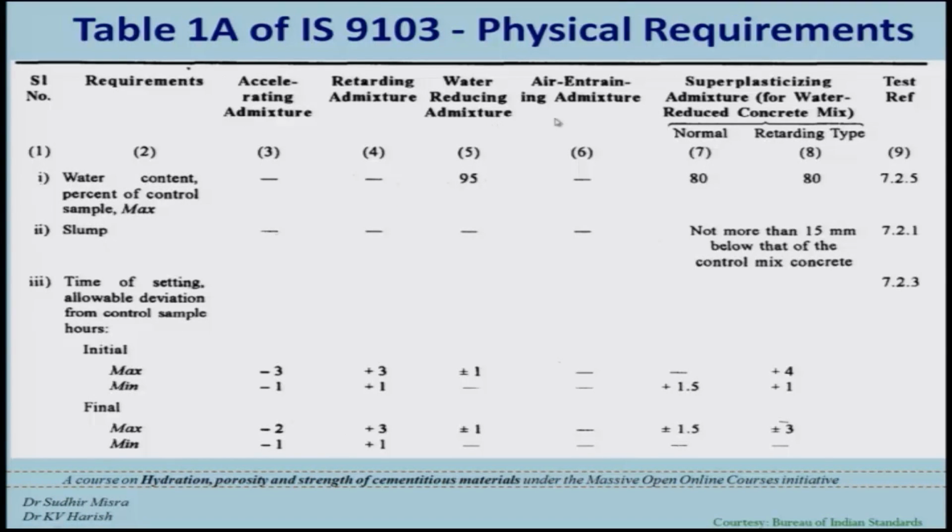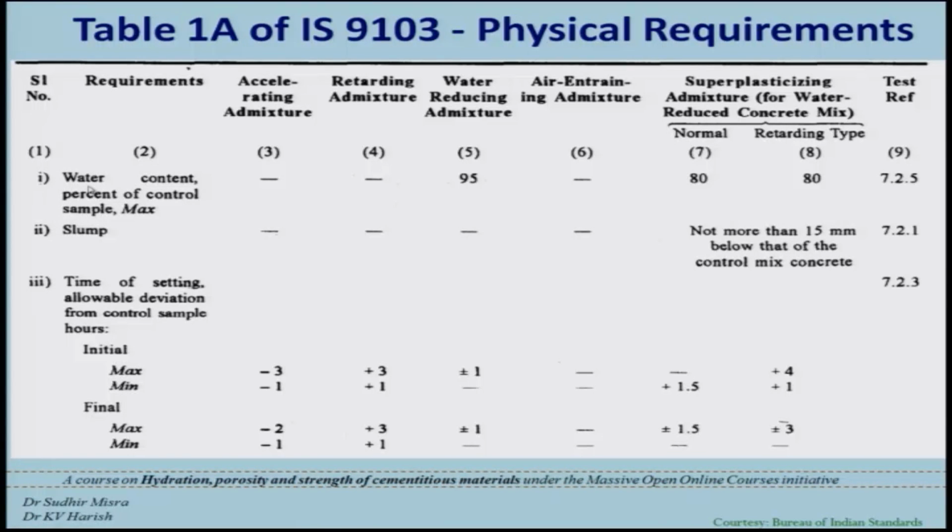In the other columns you have the requirements for different chemical admixtures. In one column you have the accelerating admixture, the next the retarding admixture, then the water reducing admixture, the air entraining admixture and the superplasticizing admixture.